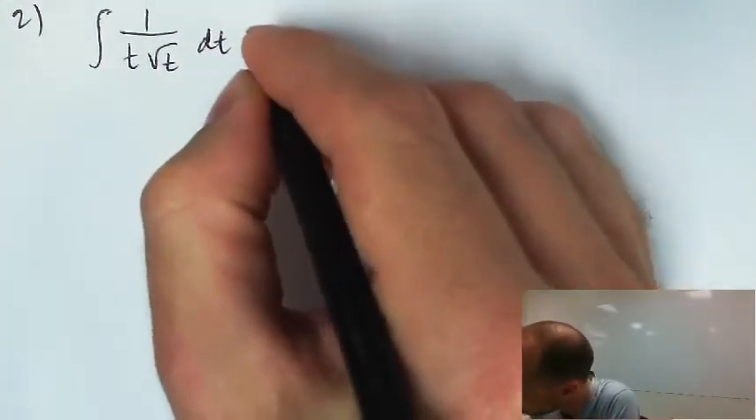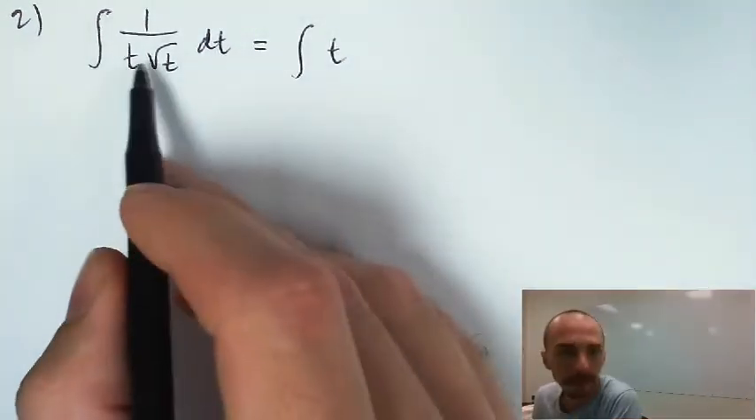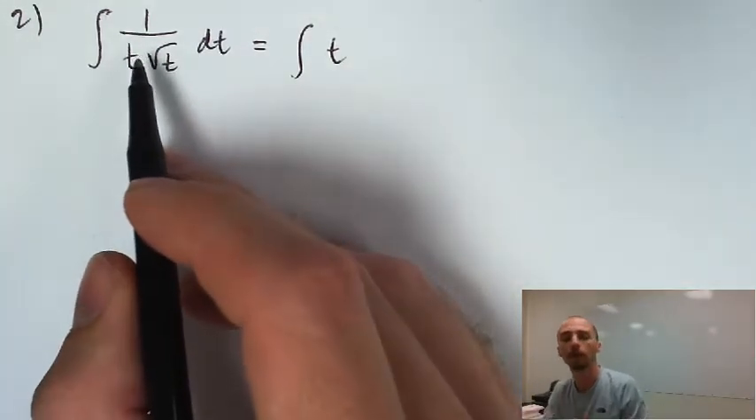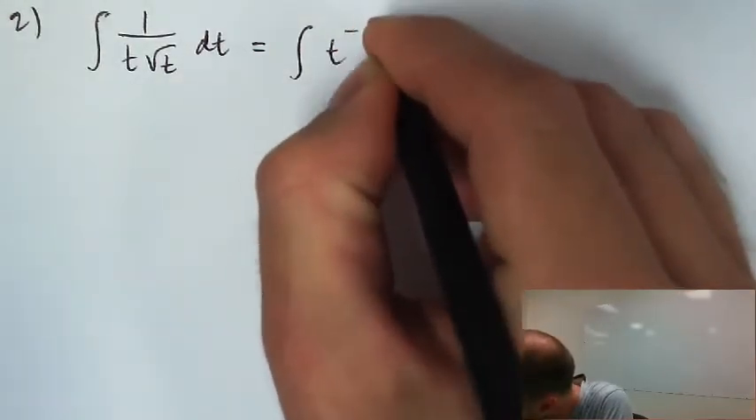Second one, this is the antiderivative of 1 over t times the square root of t dt. What we're going to want to do is rewrite this as a power of t. So this is 1 power, this is half a power. This is in total 1.5 powers in the denominator. So it's going to be negative 1.5 power of t.